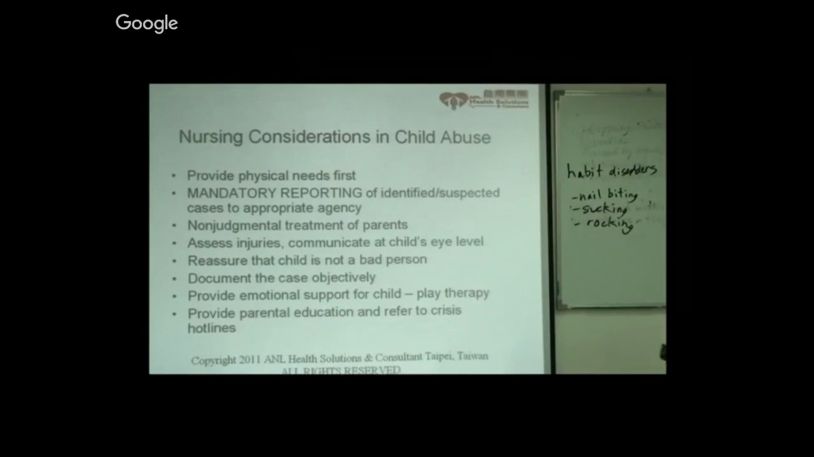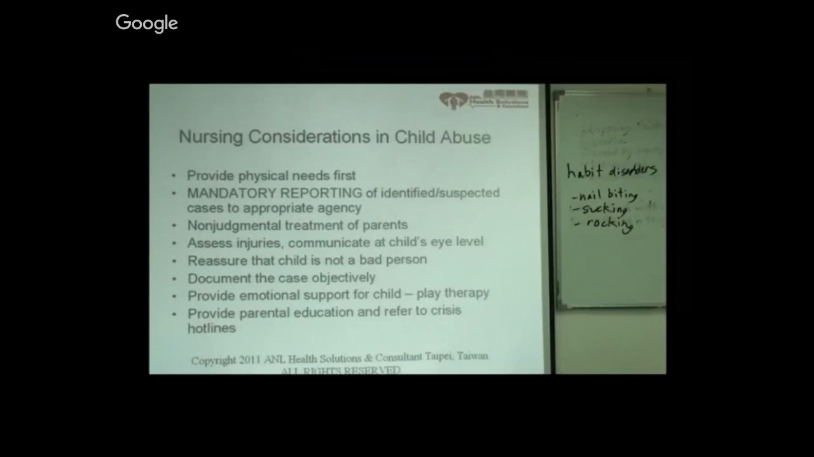Non-judgmental treatment of parents. Do not blame the parents, even if they are the ones causing it to the child. Assess the injuries, communicate at the child's eye level. That's why when you have a child abuse victim, what do you do? You sit down. You talk to the child eye to eye. Or you put the child on the table so that you are at eye level.